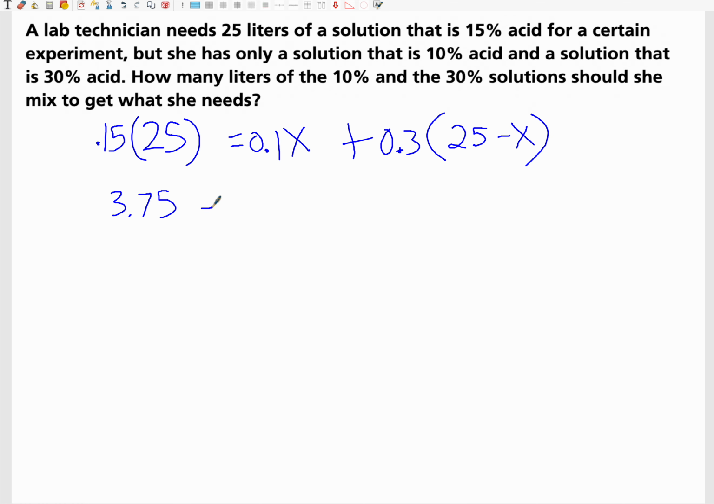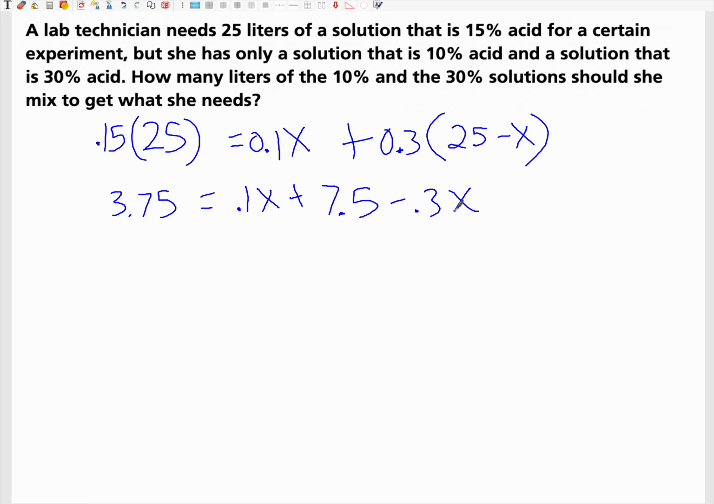3.75 equals 0.1x plus 0.3 times 25, which is 7.5, minus 0.3x. Is that right? 3 times 25 would be 75, so 0.3 times 25 should be 7.5.